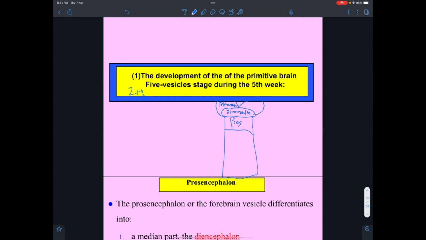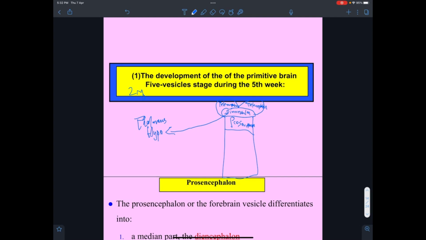Telencephalon. What is the meaning of telencephalon? Telencephalon basically means it's going to form the cerebrum. So basically the prosencephalon, when it further proliferates, is going to be divided into two secondary vesicles: the diencephalon and the telencephalon. The diencephalon, from its name, is going to give you the thalamus, the hypothalamus, the amygdala, and everything about this diencephalon.